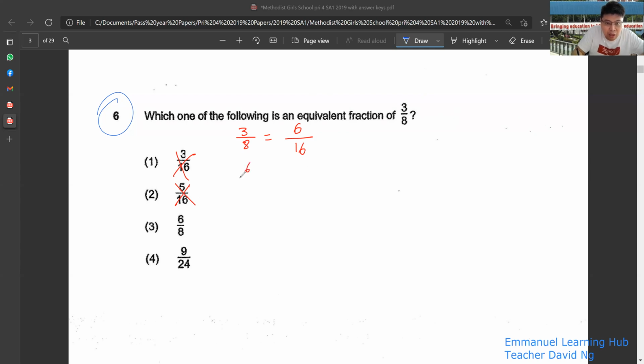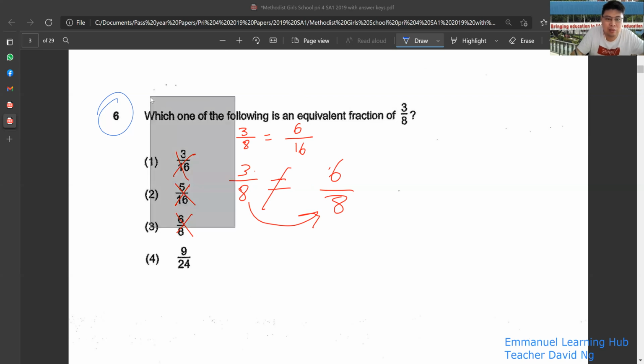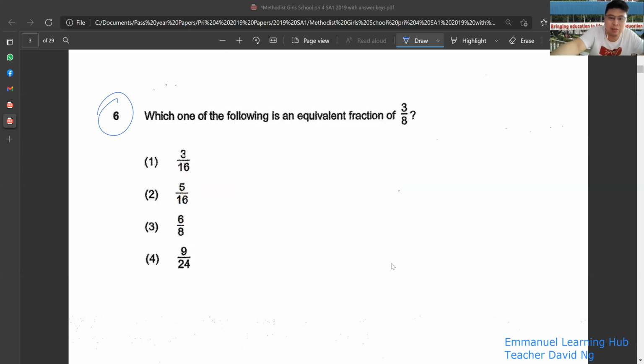6 over 8 has the same denominator as 3 over 8. Is it an equivalent fraction? No. Do you know why not? Because how could 3 be equal to 6? Their denominator is the same, 8. Okay, you understand? So only one is left. So the answer is 4. Okay, let's move on to the next one.